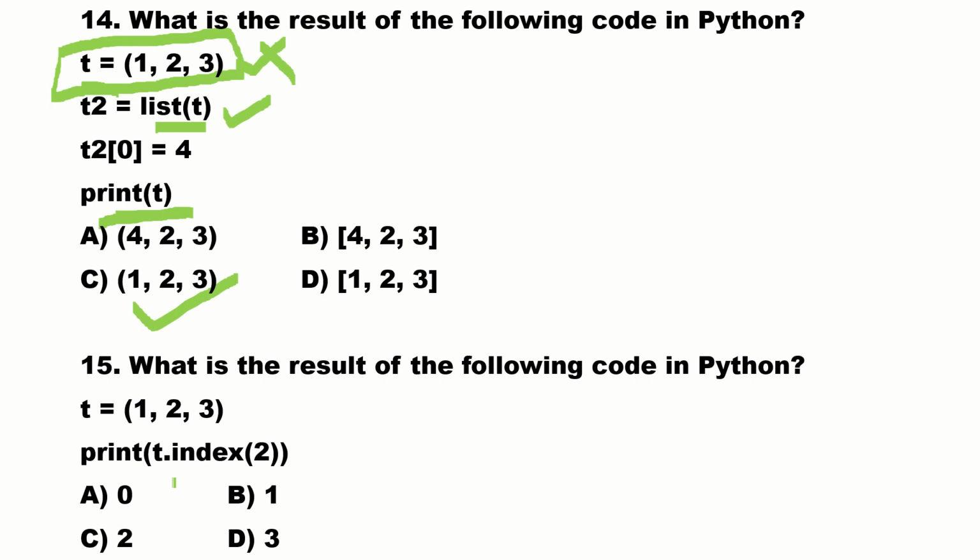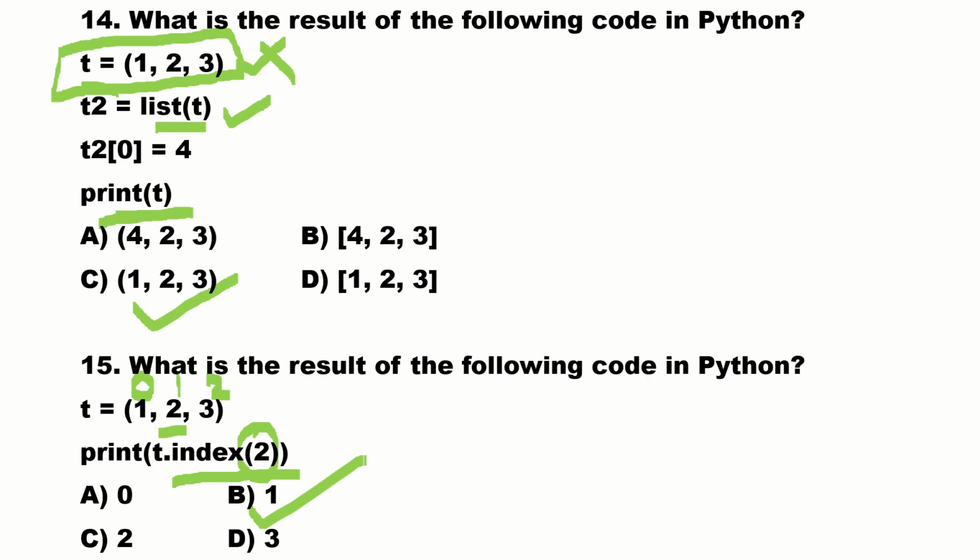Next one, what is the result of the following code in Python? Here it is T.index(2). The index method returns the index of the first occurrence of the specified element in the tuple. Which is the specified element here? 2 is the specified element. What is the index of this one? 0, 1, 2. The index of this one is 1. So the correct option will be B.